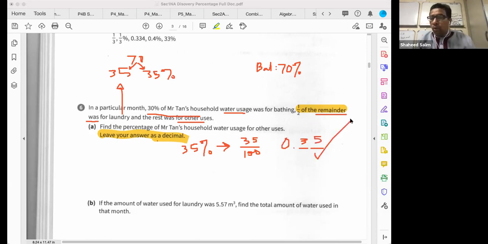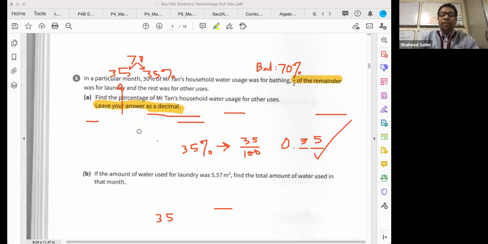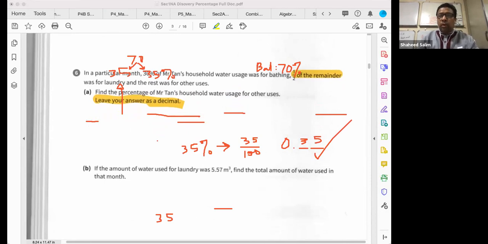Now the second one, and no one has given an answer for the second one. Laundry is this amount. What's the laundry? Laundry is 35%. You use this one. Hey, Mr. Hien, use the method I taught now. What's the method I taught? Okay, I'll show you now.